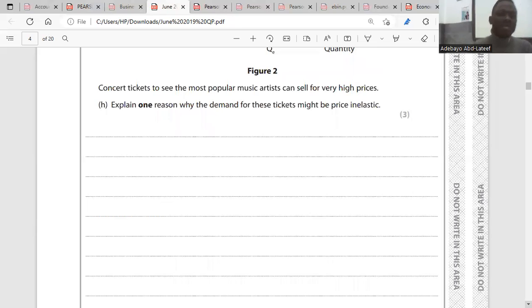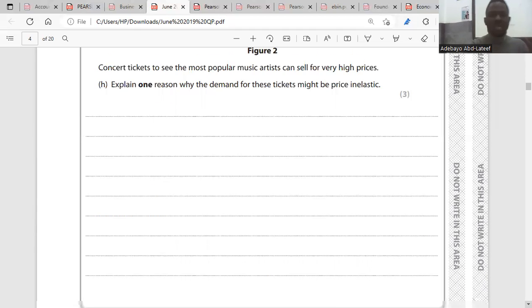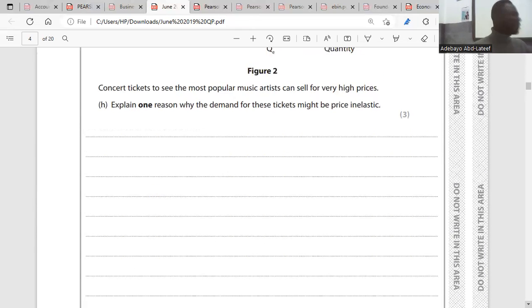Now, they said concert tickets to see the most popular music artists can sell for very high prices. Explain one reason why the demand for these tickets might be price inelastic. When we talk about price inelastic, first you need to understand what the question is saying before you answer it. Price inelastic means that there is no significant change in the quantity demanded as a result of a change in price.